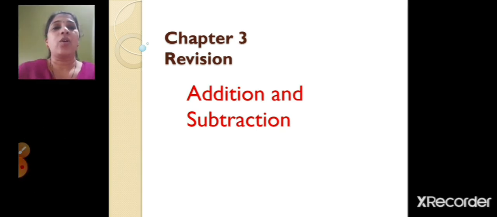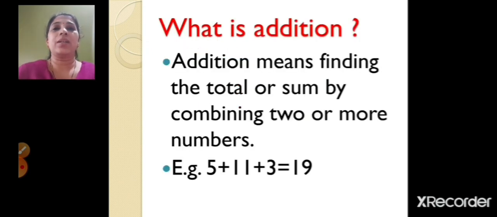So you all know that there are 4 operations in maths: addition, subtraction, multiplication and division. We have seen all these 4 operations. Quickly we will revise what is addition. Addition means finding the total or sum by combining 2 or more numbers, right? So for example, 5 plus 11 plus 3 is equal to how much? 5 plus 11 is how much, children? 16, and 16 plus 3 is 19. So here we are adding 2 or more numbers, right?